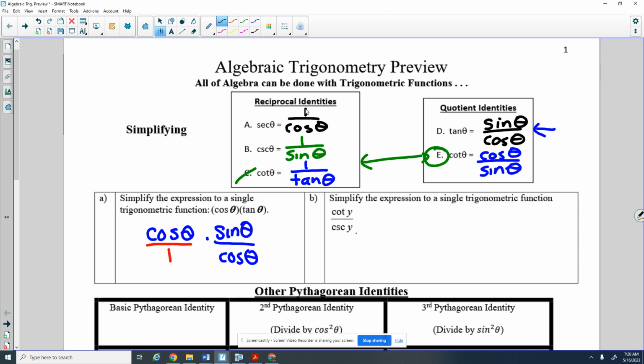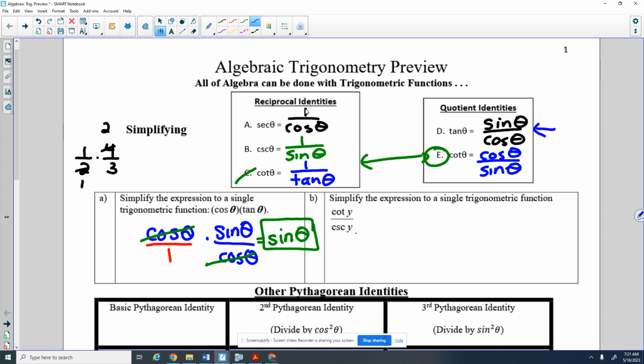When we multiply fractions, such as 1/2 times 4 over 3, we know that we're going to just create one numerator and one denominator, so we can cancel any common factors. So in this case, the common factor we can cancel is cosine. So cosine of theta times the tangent of theta is just sine theta over 1, or just sine theta.